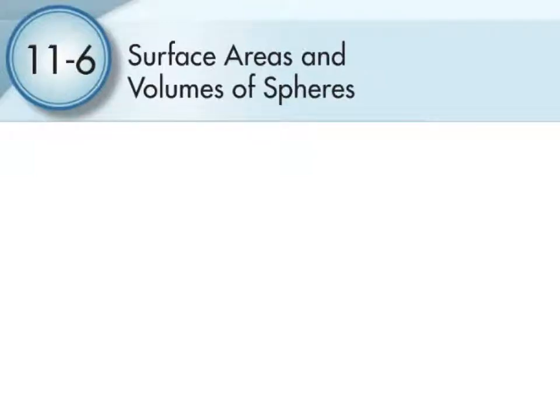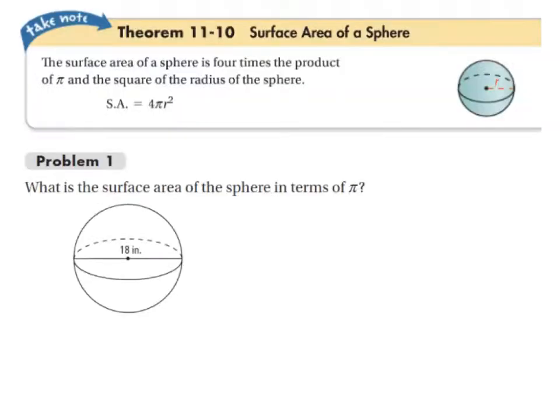Our next chapter is surface area and volumes of spheres. Spheres are your typical ball: basketball, tennis ball, kickball. You get the point. First, I would write down this formula right here. And again, this is a sphere. So when you're finding the surface area of a sphere, you really just have to know the radius.